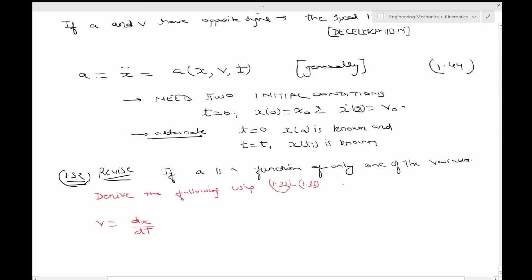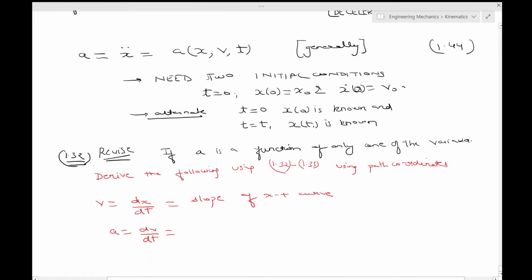I am aware that they will sound very familiar to you, but you have to be comfortable with the path coordinates, and hence requesting you to do the same. Remember, the slope of the xt curve is coming from the slope of the st curve, because s has been taken as x in this case. So this will be the slope of the vt curve.